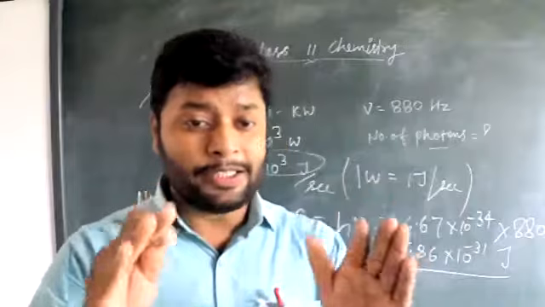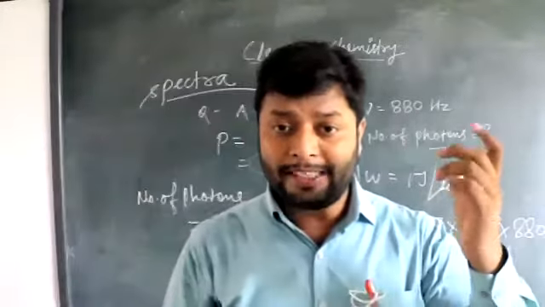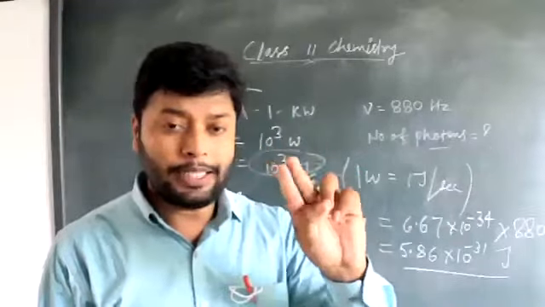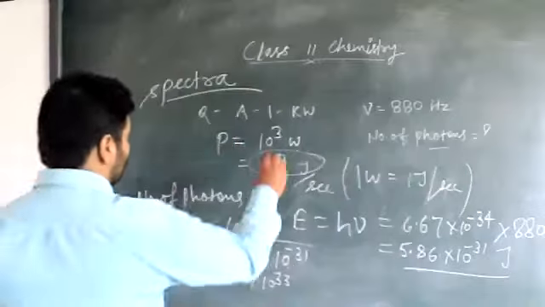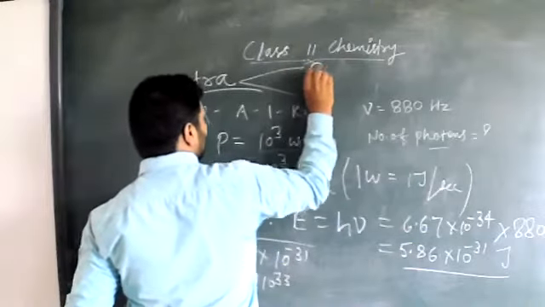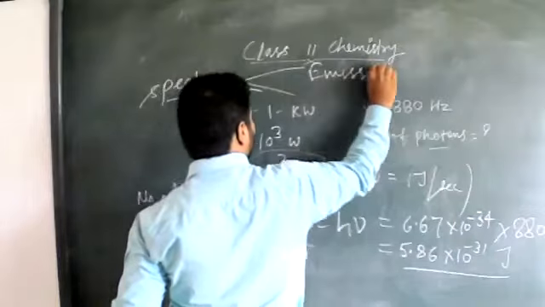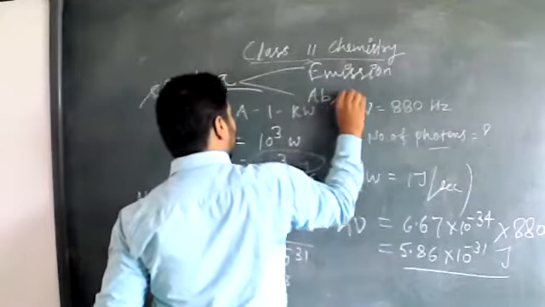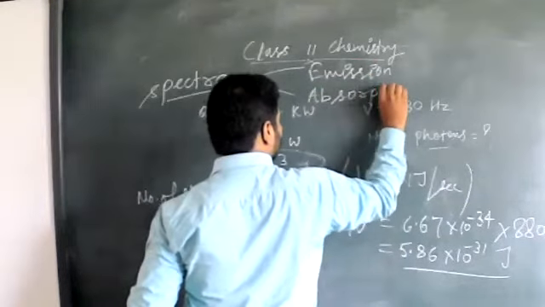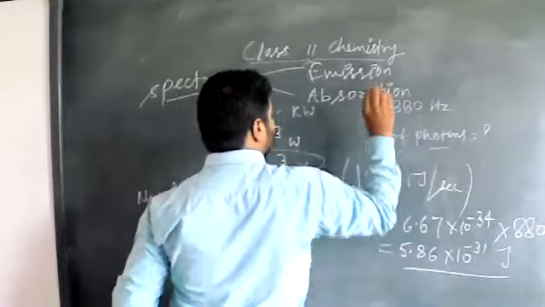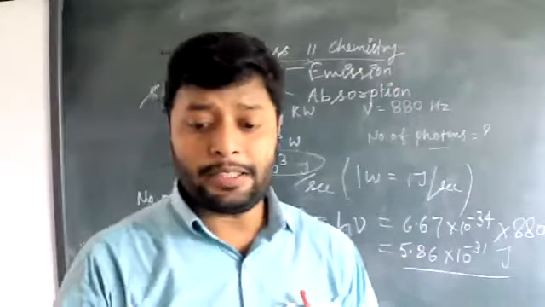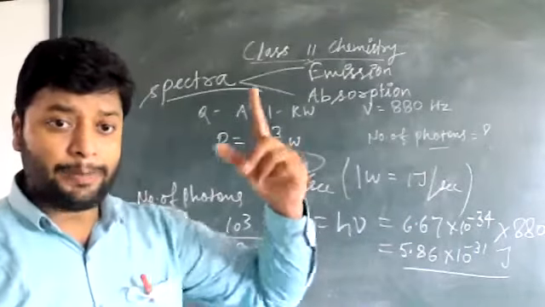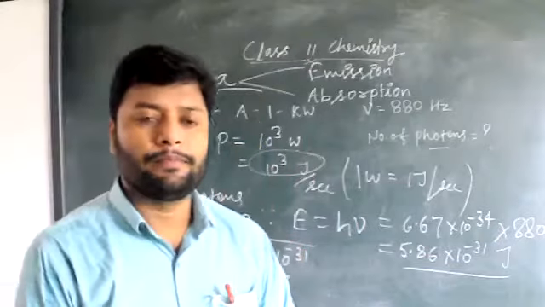On a basic division, the spectra are divided into two different categories. That is called emission and absorption. On a basic division, we have two different types of spectra, that is called emission spectra and absorption spectra.